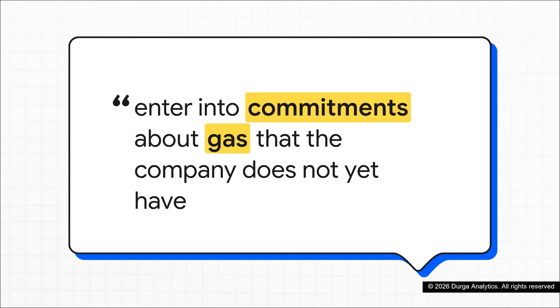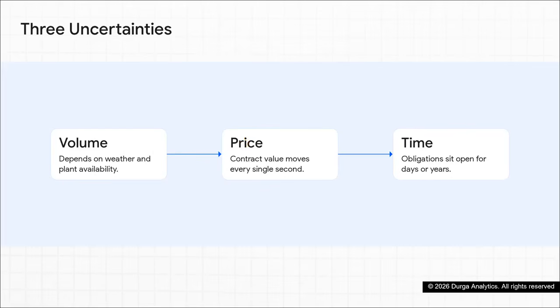You see, gas trading isn't simply flipping a coin on whether a price goes up or down. It's the active daily management of massive financial and physical commitments built on stacked uncertainties. And I really mean stacked. Every commitment you make on a desk stacks 3 distinct uncertainties on top of each other. First, you've got volume uncertainty.